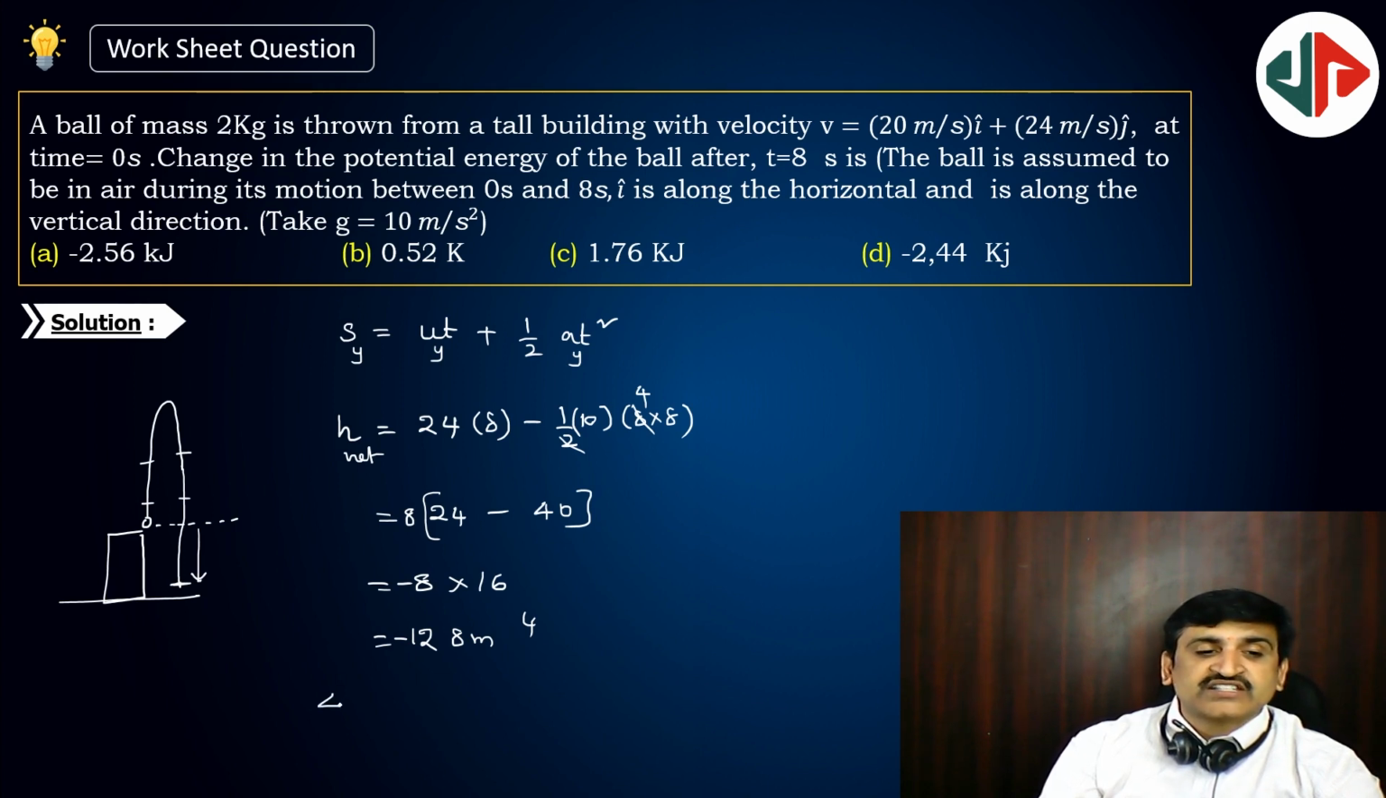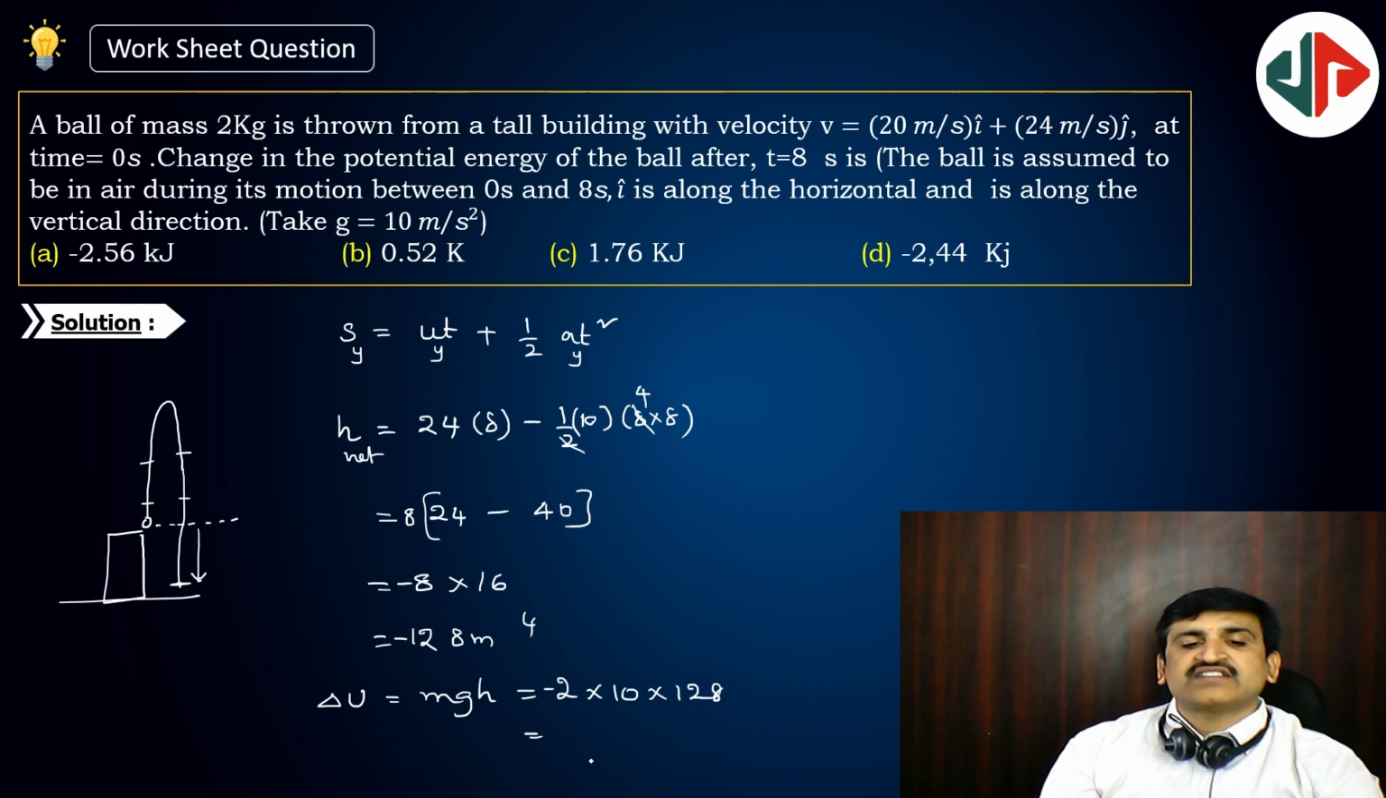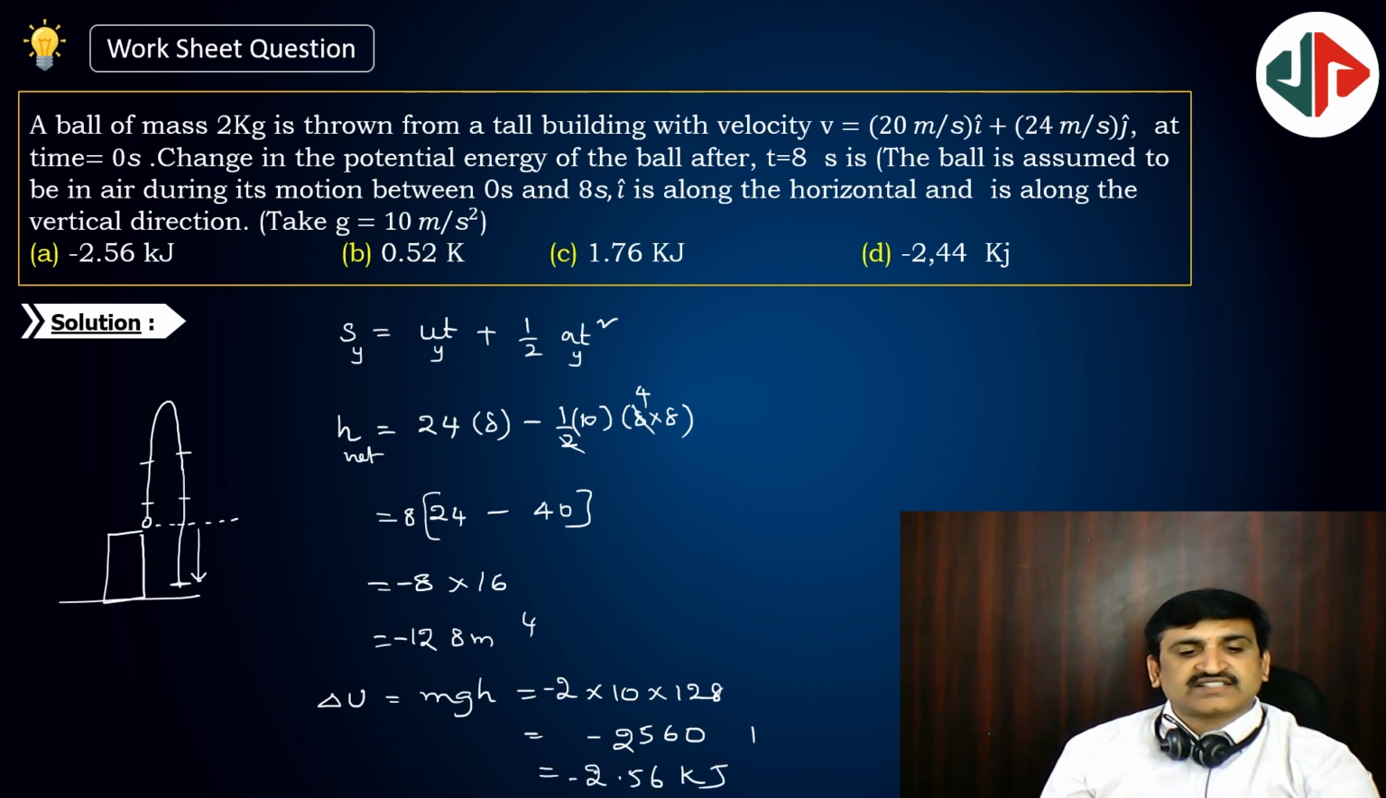So change of potential energy is equal to mgh. M value 2 kg, g value 10 into h value 128. So it loses potential energy. Yeah, 2 128s are 2560 with minus sign. That means 2.56 kilojoule with a negative sign. Yeah, negative option is there, plus option is also there. So you should be very careful. Hope you understood. Next.